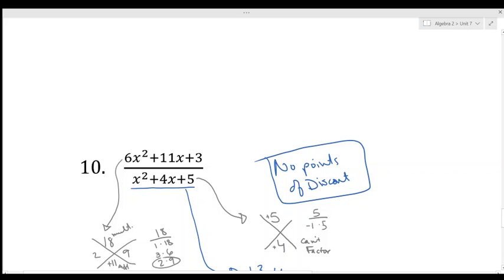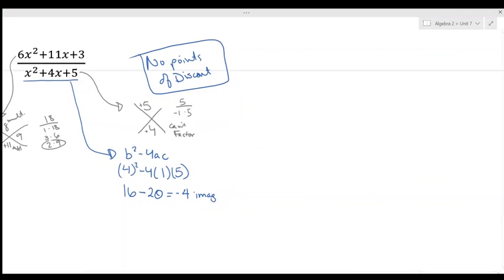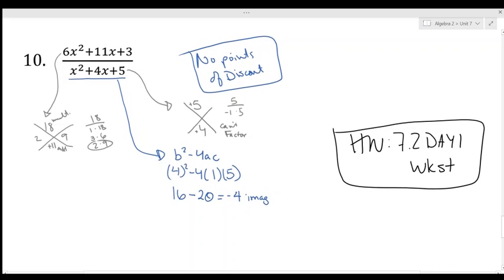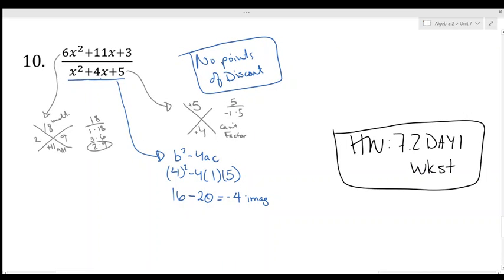All right. So your homework is the 7.2 day 1 worksheet. Okay. Now again, before you guys log off or exit or whatever it is that you do, if you can't factor it, you're going to use the discriminant, which is b squared minus 4ac. Okay. If it makes a negative number, that means there is not a point of discontinuity.